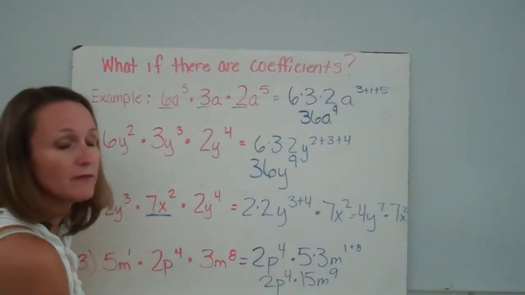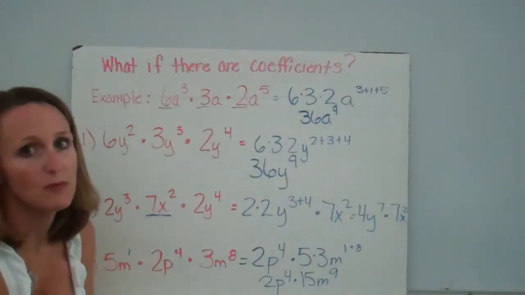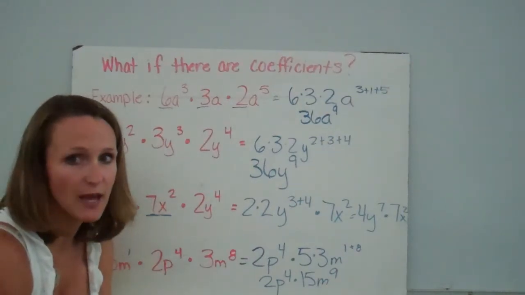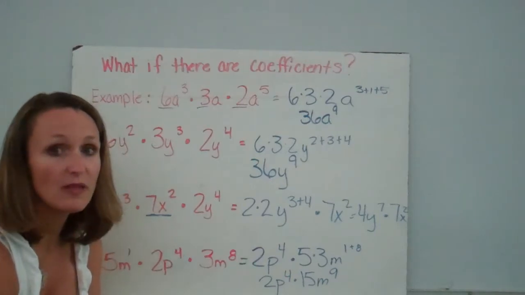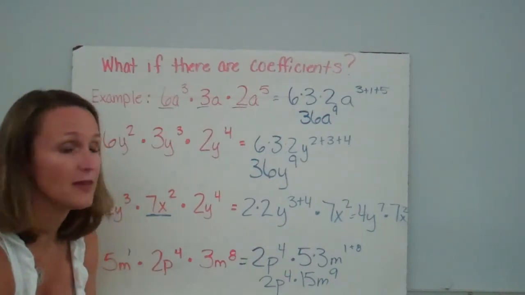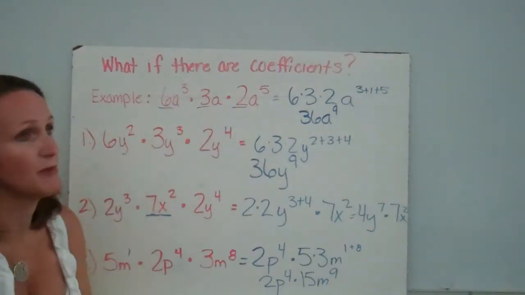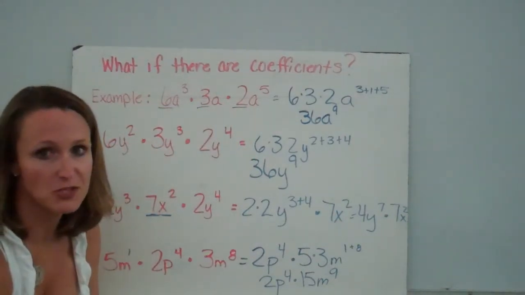So we have 2 things we need to remember when we're dealing with multiplication of exponents. One, if they have the same base, you simply add the exponents. But if their bases are different, you cannot add the exponents. The other thing you need to remember is that when you bring a coefficient into play, you can multiply those coefficients out in front.